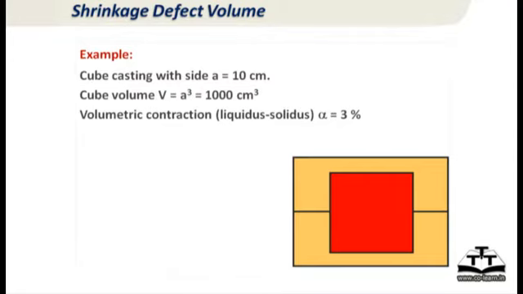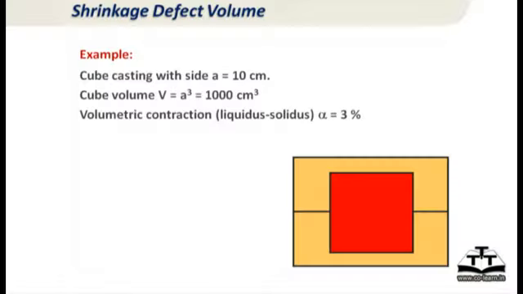So let us take our standard cube casting, which is easy to calculate, a 10 centimeter cube. Let us assume a very low volumetric contraction. I am not talking about 6%. Let us talk about ductile iron. Let us say it is 3% volumetric contraction. So what is the contraction value? Cube volume is 1000 cubic centimeters. 3% contraction gives you how much? 30.